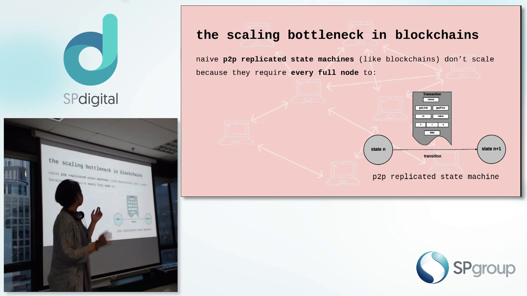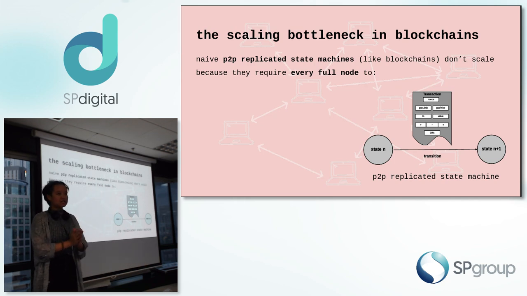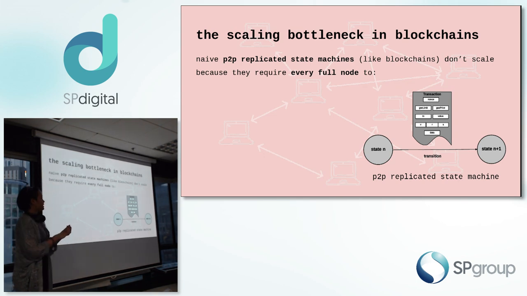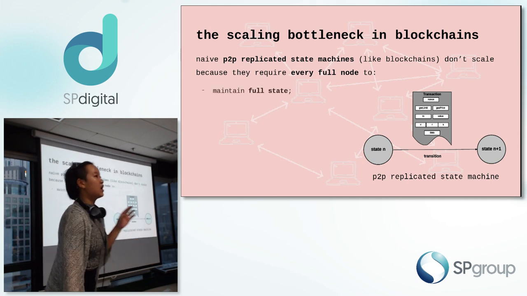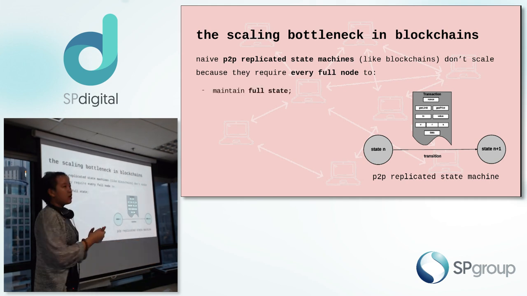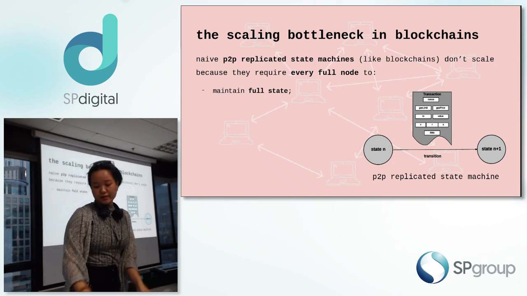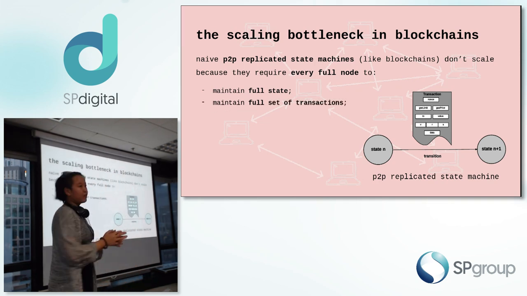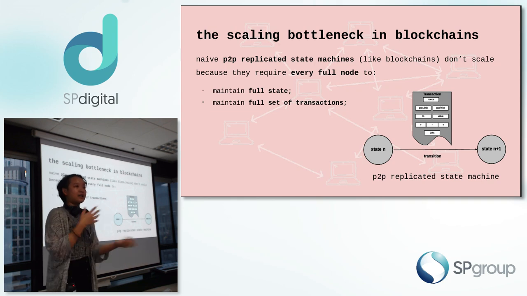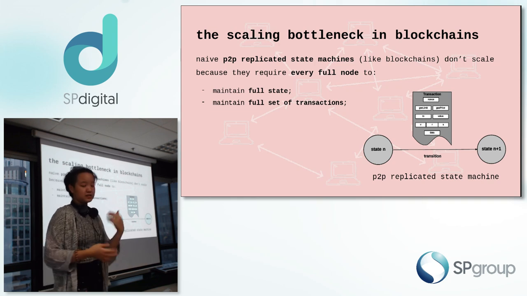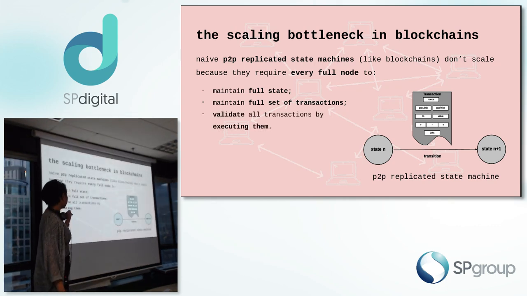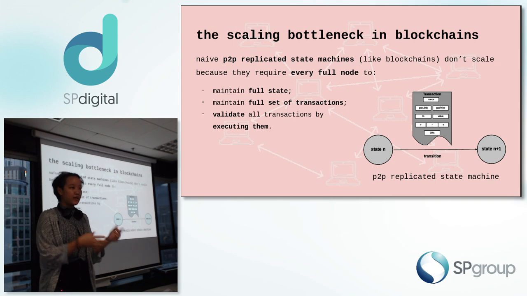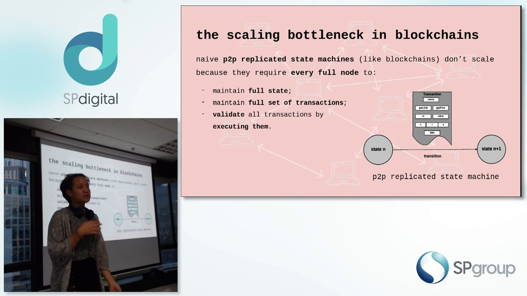So the thing about P2P replicated state machines, naively, is that they don't scale very well. This is because there are a lot of requirements for a full node. A full node needs to maintain the full state. Number one, it needs to maintain the full set of transactions. So like every block that comes in, the full node needs to respond to it and take note of it. And lastly, this is also a real kicker: the full node needs to make sure that all the transactions are valid. And the only way to do this really is by re-executing all the transactions as they come in.